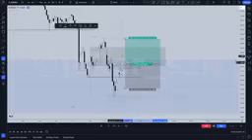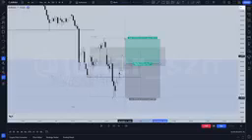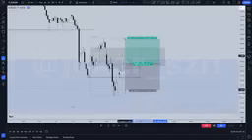Because we closed above. So now price should offer support here at this level, and we put our stops below the low. I put my stops here. There's no need for price to go back down here, so you could put your stops here as well, but there's no reason for price to go all the way down here, so I will put my stops right here as well.